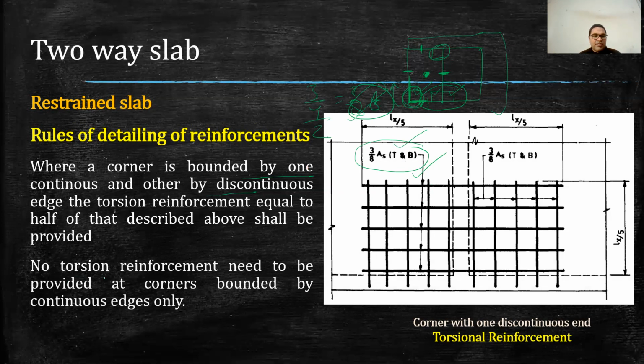And in the second statement, you can see no torsional reinforcement needs to be provided at corners which are bounded by two continuous edges. So as I have explained here, if the corner is containing two continuous edges, then there won't be a necessity to provide torsional reinforcement in that case.